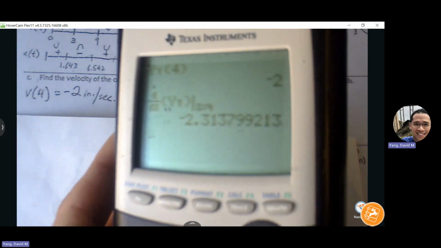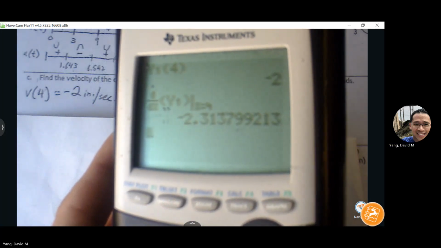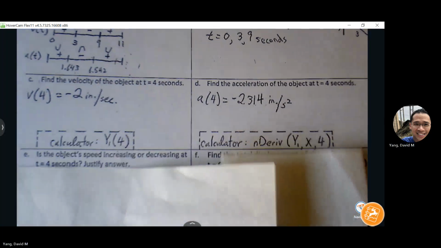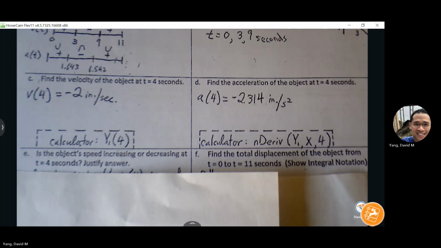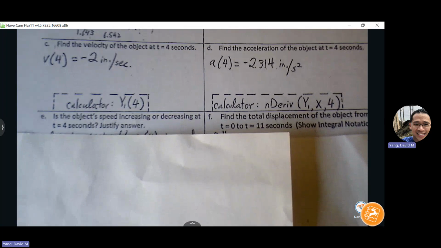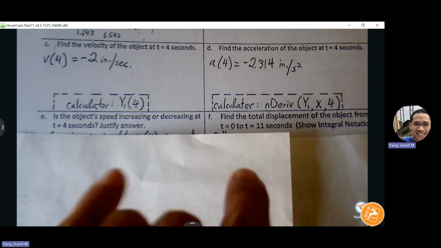Okay, what's your unit of measure here? Yeah, meters per second squared. All right, is the object speed increasing or decreasing at t equals 4 seconds? So increasing, decreasing speed, we have to do what? Compare. Yeah, between what?